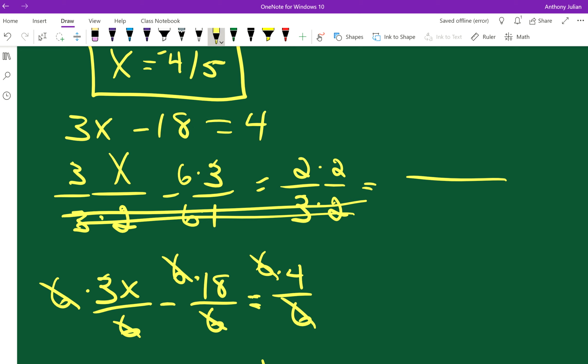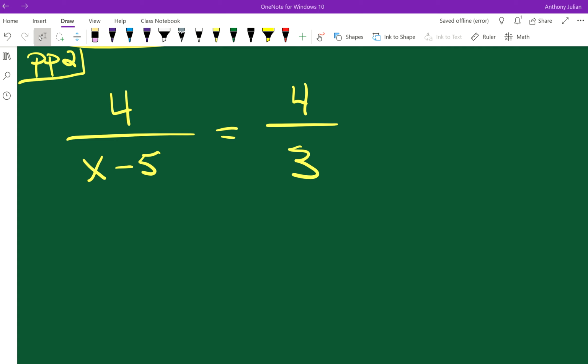2 times 2 is 4. And this would be your problem that you're solving for. Okay, just wanted to touch on that with you. Hopefully that was valuable. But let's move on to our practice problem 2.